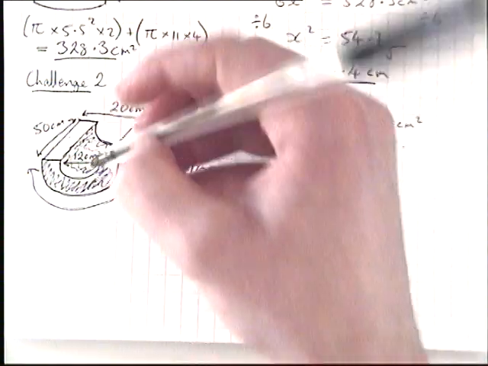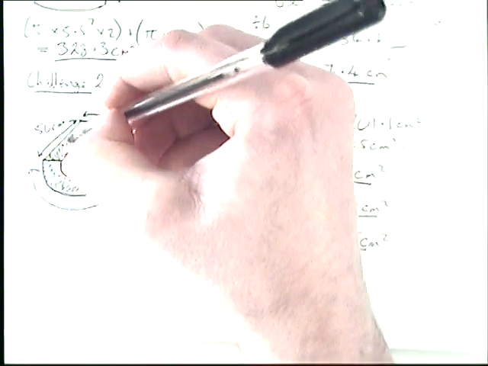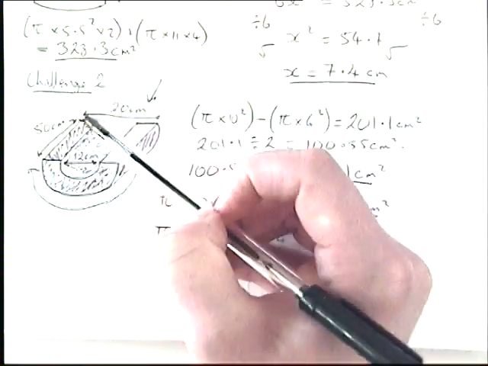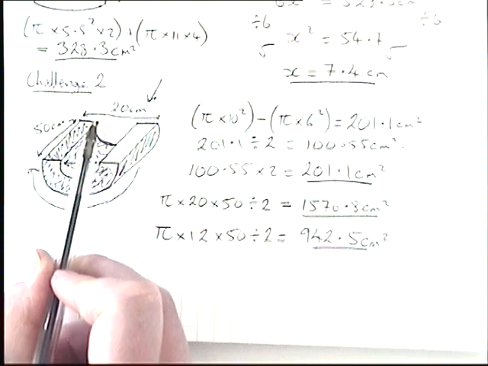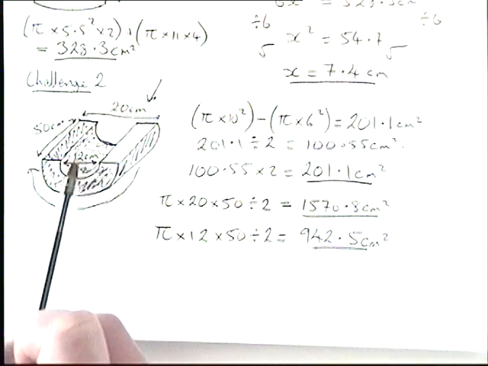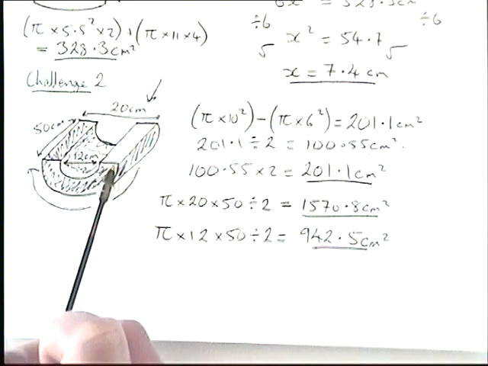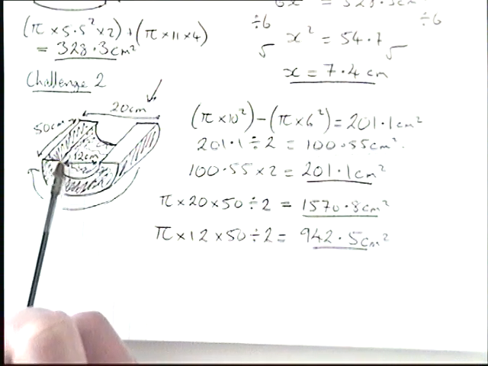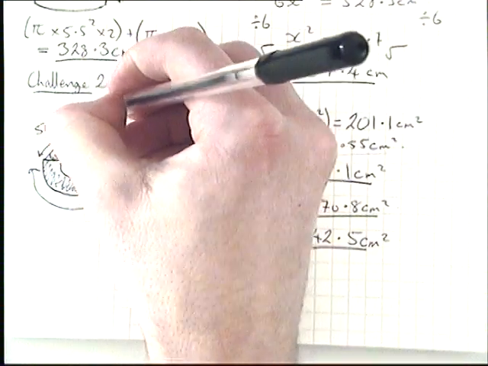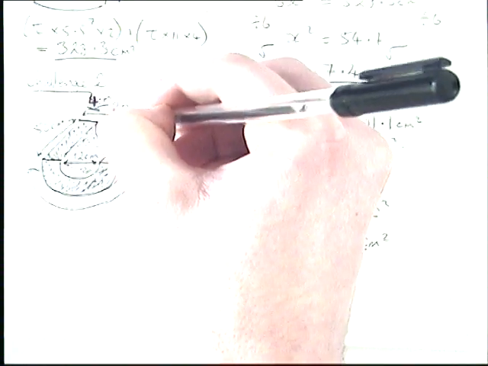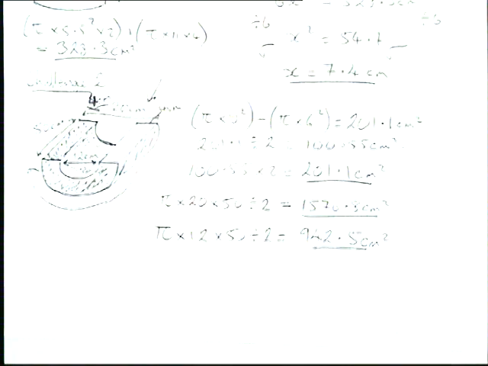The last bits we need to find the surface area of are these rectangles on the top. So we can see it's got a length of 50, but we need to try and work out the width. We're told the width of our entire shape is 20, and this middle bit is 12. So the width of 2 of these rectangles is 8. So we're going to halve it to work out what just 1 is. So 1 width is just 4 centimeters. And this is also 4 centimeters.